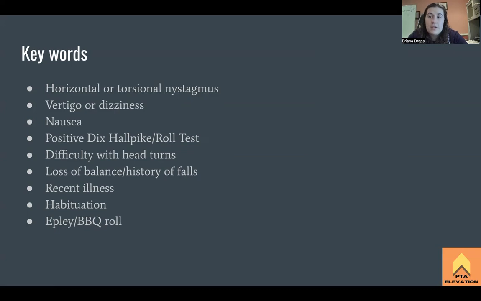And then habituation is going to be one of our most important interventions in helping the patient get better and get more accustomed to their environment, because we can't just tell them they can't turn their head ever again. They need to turn their head to drive. So yeah, also, this person's going to be driven to their appointments. Don't let this person drive. And then Epley or barbecue roll will be our treatment for our BPPV, depending on which canal it is.